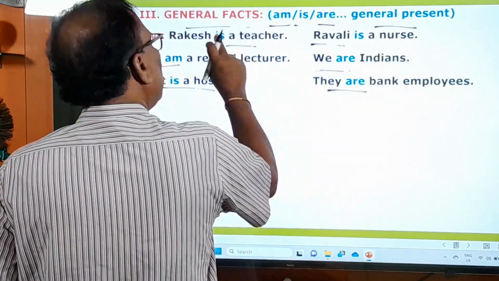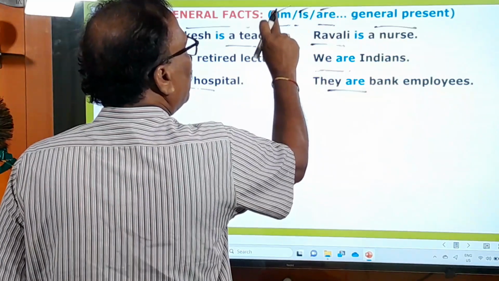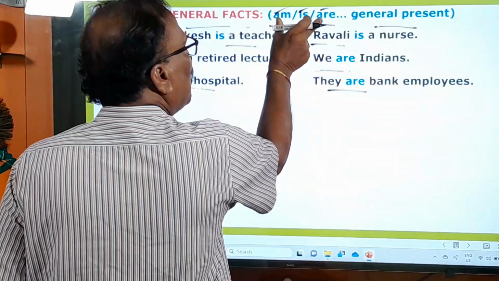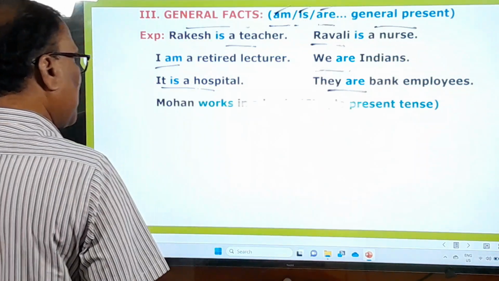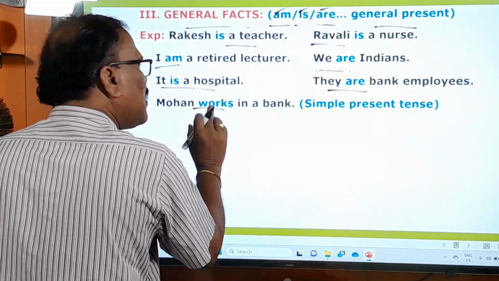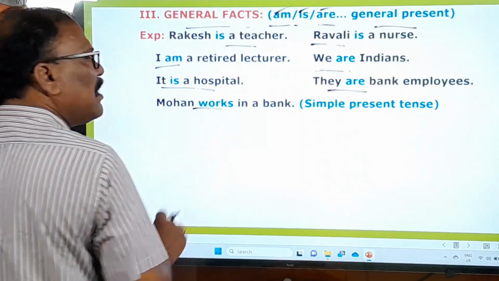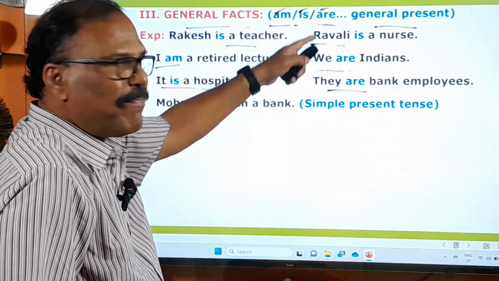This is general present because they are being expressed with am, is, or are. They are be forms, present be forms. That's why they are called general present. And the other examples are also good. Mohan works in a bank. See, simple present. This is simple present. Simple present is always used with a verb, and general present is used with am, is, or are. That's why.